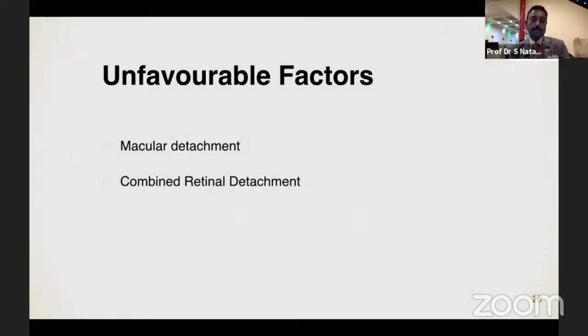And then, there are favorable preoperative prognostic factors and favorable preoperative vision factors, and unfavorable is macular detachment, and combined. In India, we see most of them, and whenever I used to operate in Mexico also, I used to see that.